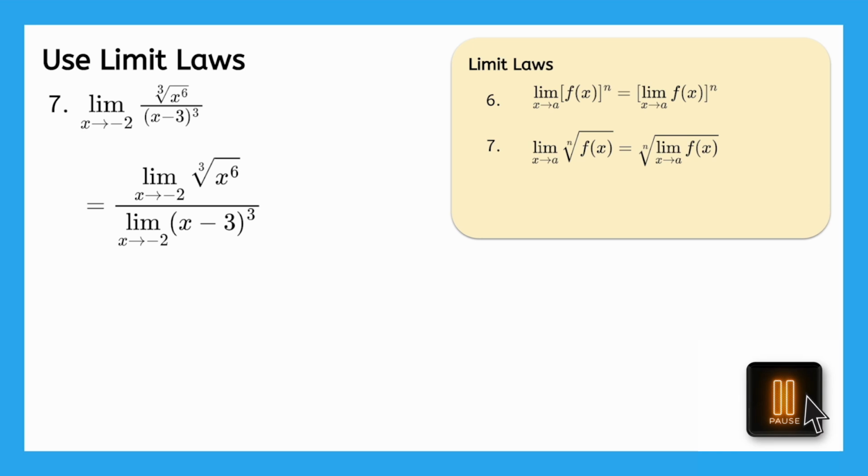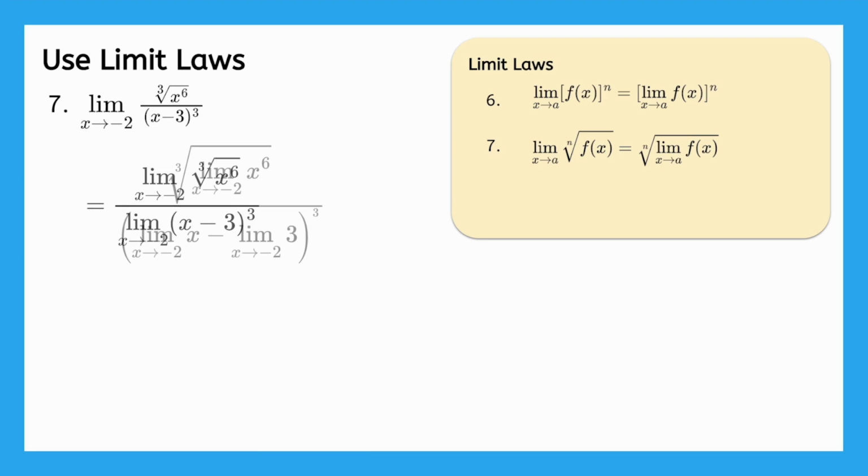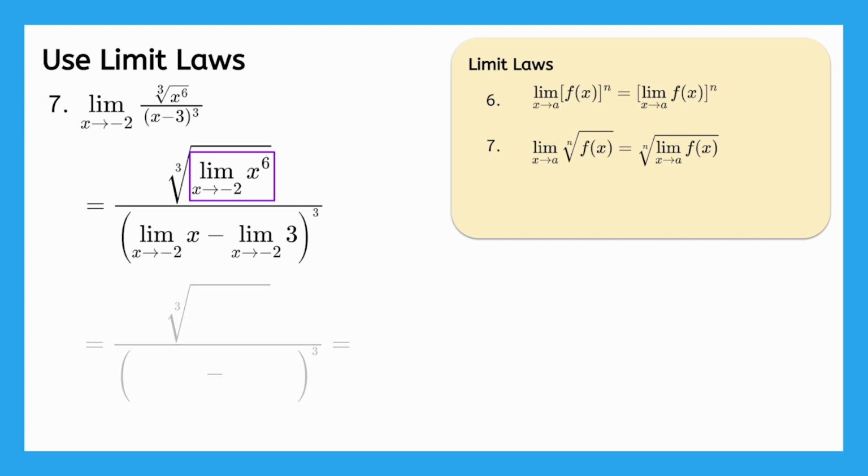Let's see how that went. Again, I started by breaking the function down and separating out each limit term by term. In the numerator, I'll take the cubed root of the limit of x to the sixth as x approaches -2. So first, I find the limit of x to the sixth by substituting -2 for x. That gives me -2 to the sixth, which is 64.